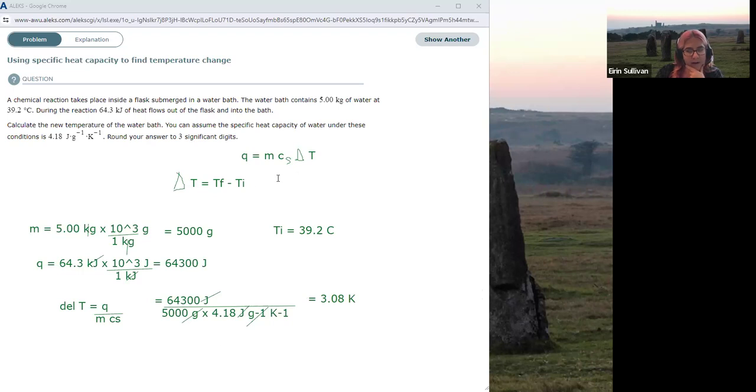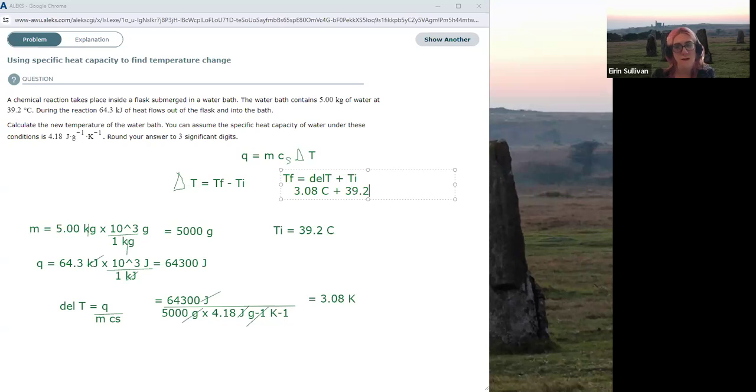If you like to do it the rearranging equations way, TF on the left-hand side equals delta T. Take the minus TI to the left-hand side, it's going to be plus TI, right? Okay, so that's what we're doing essentially. So delta T then I've got as 3.08, and that is going to be the same in degrees Celsius as it is in Kelvin. So I can just add it straight away.